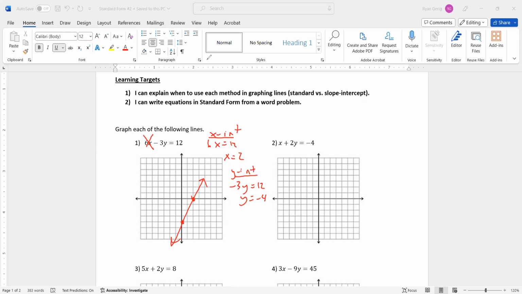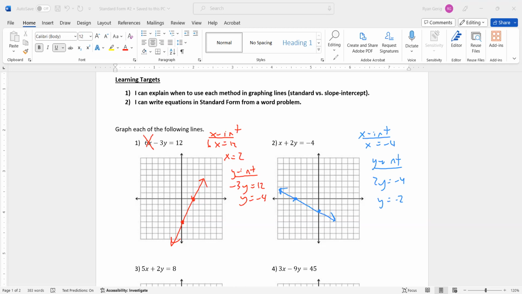All right. Second one. X-intercept. Let the y equal 0. I get x equals negative 4. 2, 3, 4. Put a dot there. Y-intercept. I get 2y equals negative 4. Divide by 2, I get y equals negative 2. Draw the line. Okay. All review so far.